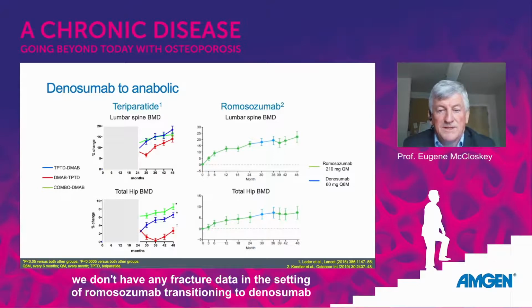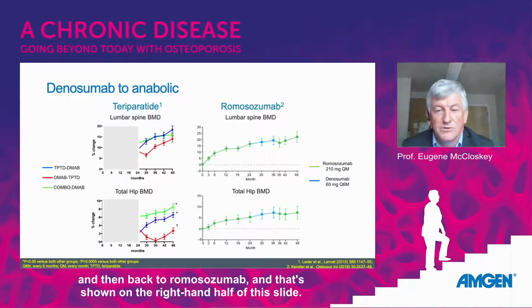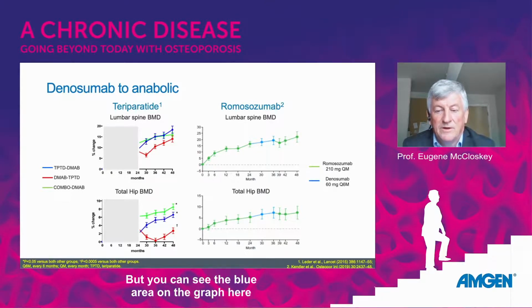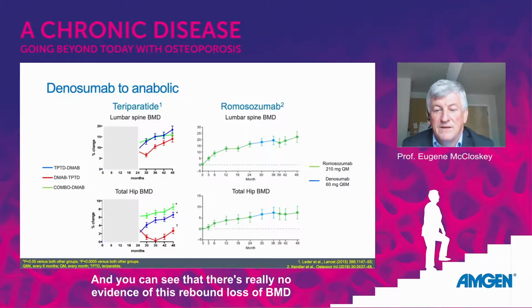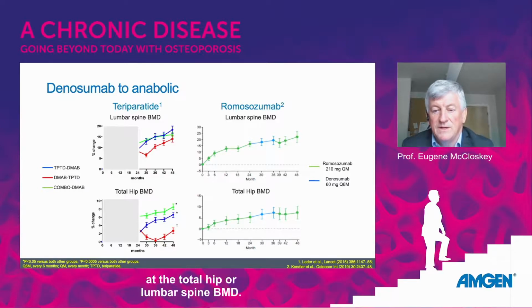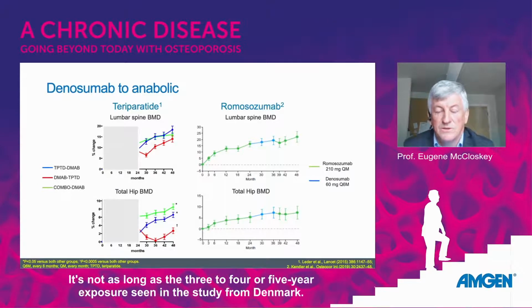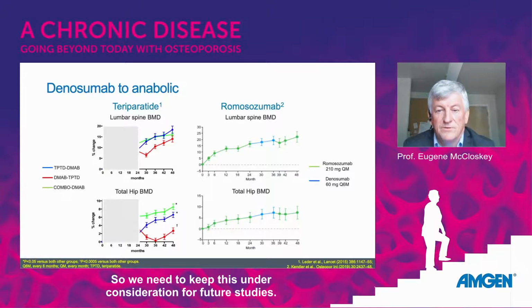We don't have any fracture data in the setting of romosozumab transitioning to denosumab and then back to romosozumab, and that's shown on the right-hand half of this slide. But you can see the blue area on the graph here is where these patients received a 1-year course of denosumab and then transitioned back to romosozumab. And you can see that there's really no evidence of this rebound loss of BMD at the total hip or lumbar spine BMD. It's important to remember this is just a 1-year exposure. It's not as long as the 3 to 4 or 5-year exposure seen in the study from Denmark. So we need to keep this under consideration for future studies.